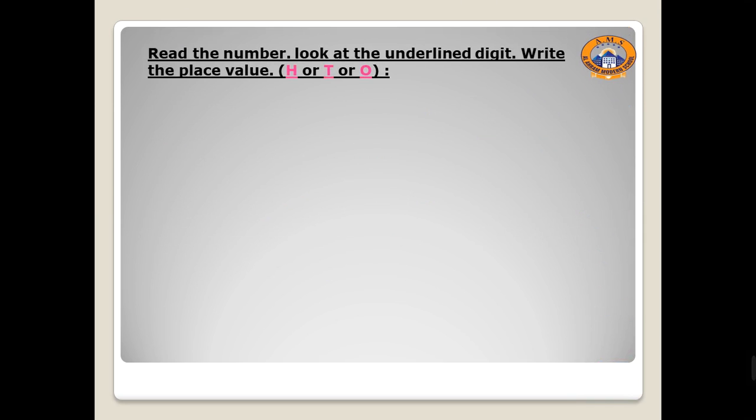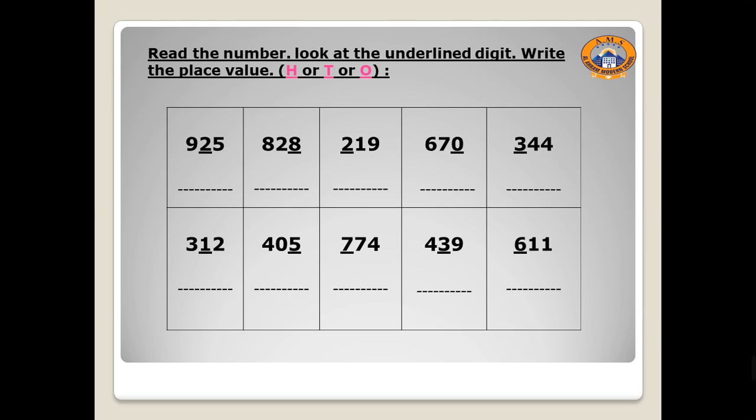Let's practice. Read the number, then look at the underlined digit and write the place value. Okay, place value, hundreds or tens or ones. The name of the house or the name of the room of the digit. First, we have number 925. Let's write O, T, H. Then when we read the number, you should start with the number in hundreds place. 900. Then read the number in tens place and ones place together because they are friends. 925. Okay? The underlined digit here is 2. 2 is in tens place. So the place value of 2 is tens.